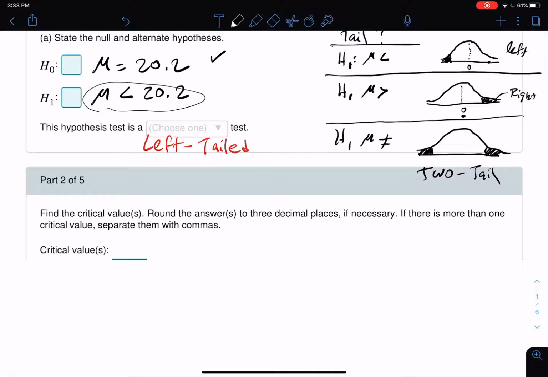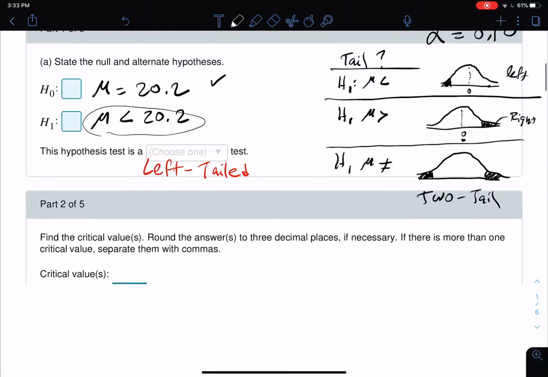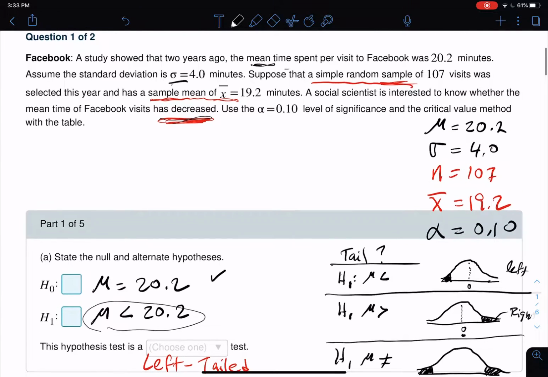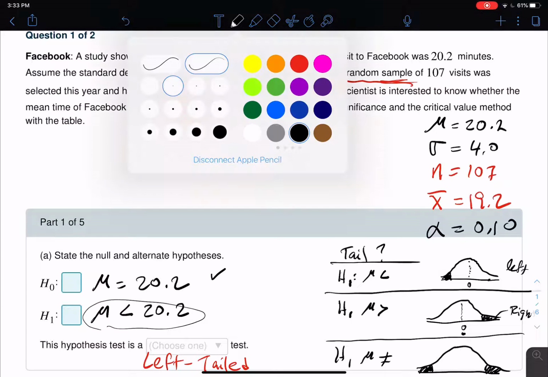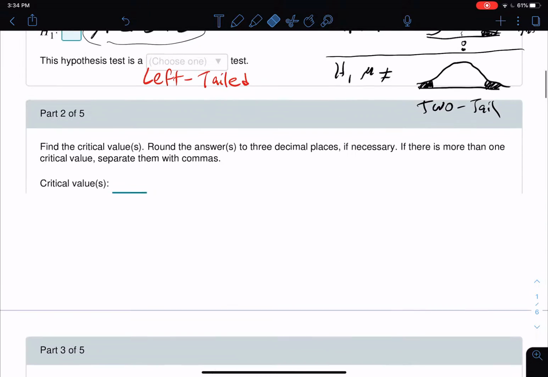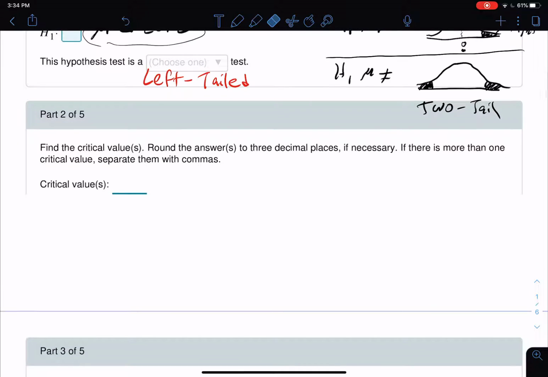But what's really important when we're looking for critical values in this problem? Oh, by the way, I want to highlight something I didn't highlight. It says to use a significance level alpha of 0.10, and it wants us to use the critical value method. There are two methods we're going to be using. We'll first do the critical value method, and then the second one we'll do is our p-value method.